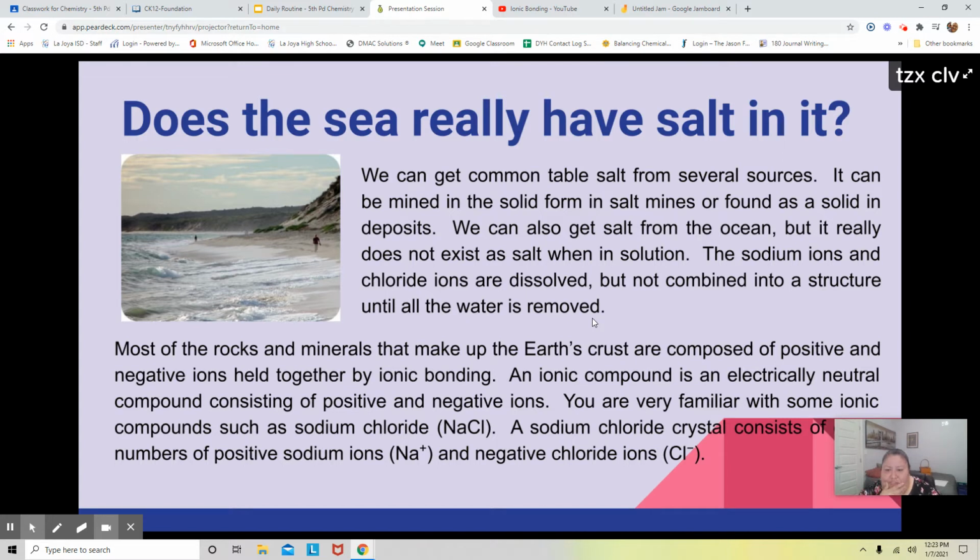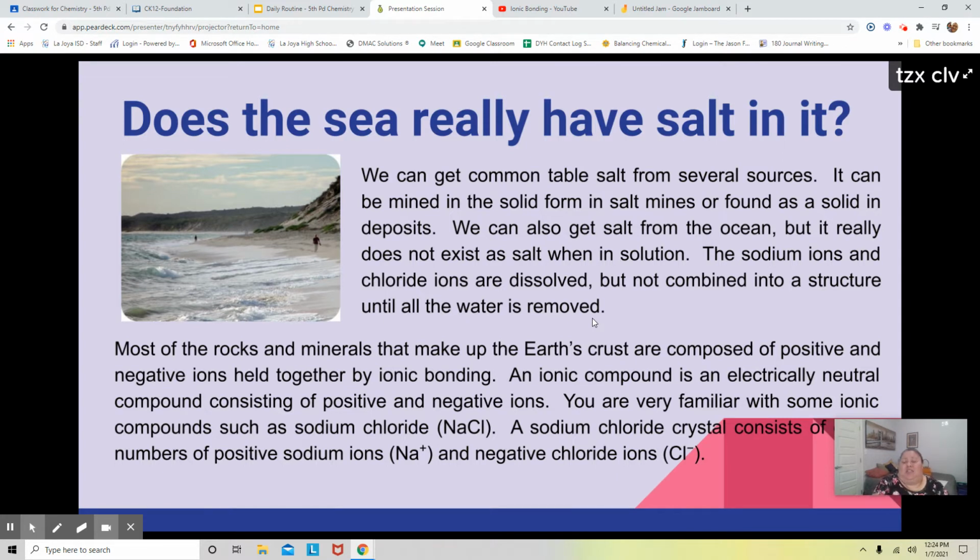So according to this paragraph, it's saying that salt isn't necessarily salt when it's in solution. Water is one of those special compounds that will break apart ionic compounds, and salt is definitely an ionic compound. So what water molecules do is they will get in between the chlorine and the sodium and break each element into its ionic form. And that's just a special ability about water.